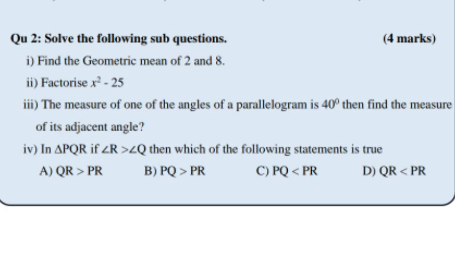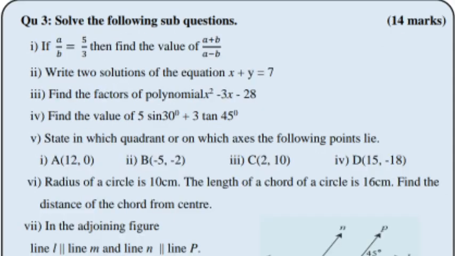Now next question, question 4. In triangle PQR, if angle R is bigger than angle Q, then which of the following statements is true? Options are A. QR is bigger than PR, B. PQ is bigger than PR, C. PQ is smaller than PR, and D. QR is smaller than PR. So the correct true statement is B. PQ is bigger than PR.